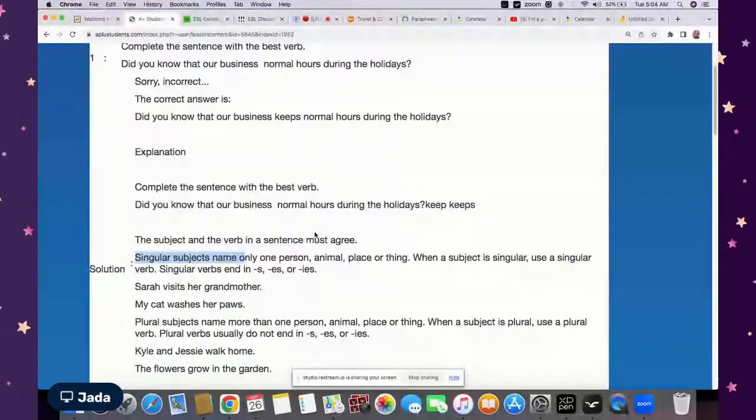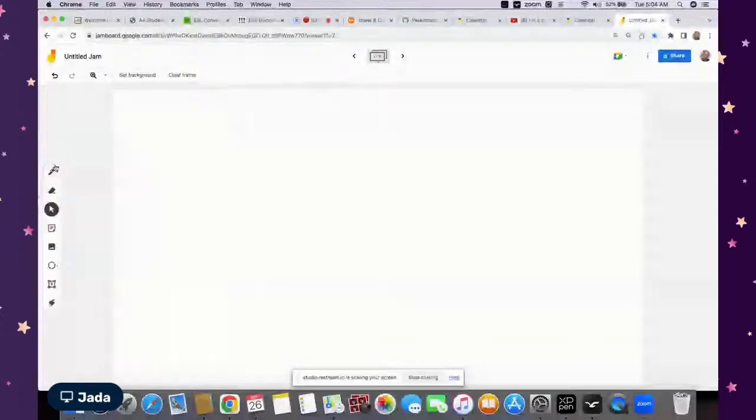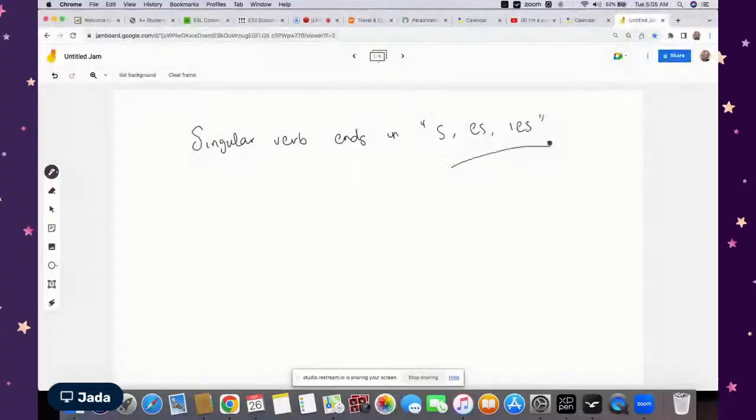And then singular verbs end in s, es, or ies. So you need to take notes that the singular verbs end in s, es, or ies. So we'll just go to the board here. So you note that the singular verb ends in s, es, ies. Okay, so this is it for the singular verb.